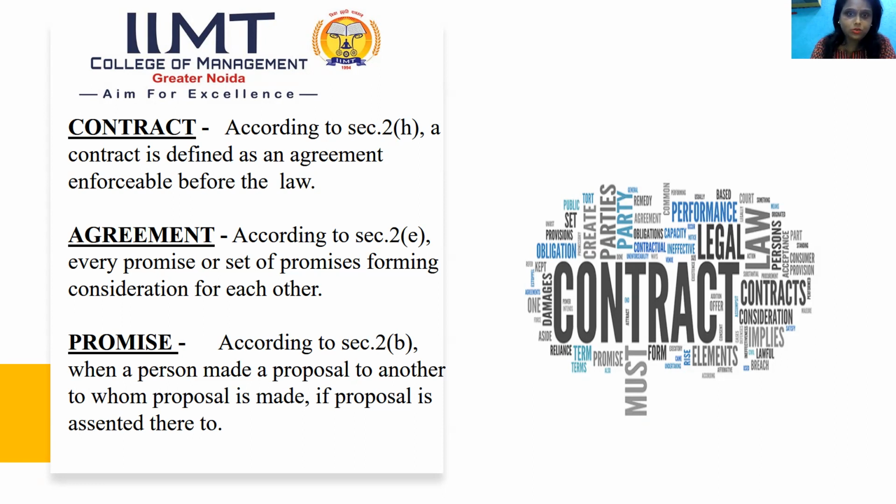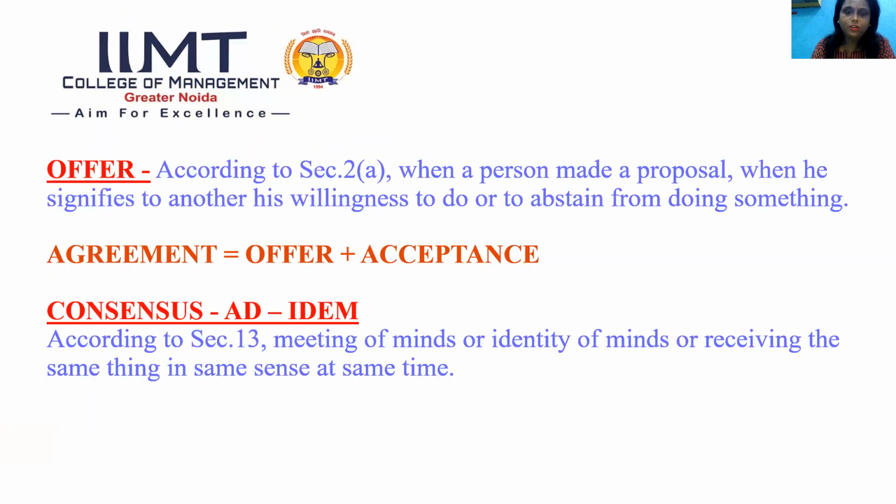Now, what is an agreement? According to Section 2(e), every promise or set of promises forming consideration for each other. What is a promise? According to Section 2(b), when a person makes a proposal to another and it is accepted, it becomes a promise. For example, if one person is a plumber and the other is an electrician, they might agree to complete certain work for each other as a trade exchange. That is the general meaning of contract.